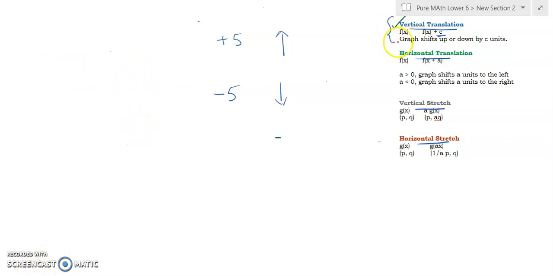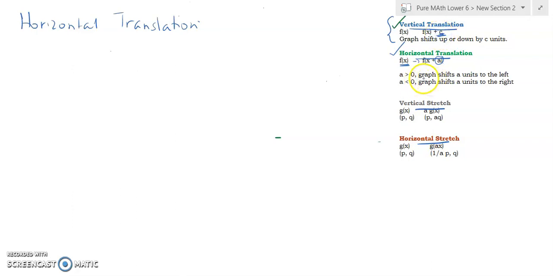Now, moving on to horizontal translation, this is what happens here. We are given an f of x function and it's modified, so it becomes f of x plus a. So notice the modification goes into the function and it's not on the outside like with the vertical translation, right? And they tell us here if a is greater than 0, then the graph shifts a units to the left, and if a is less than 0, the graph shifts a units to the right.